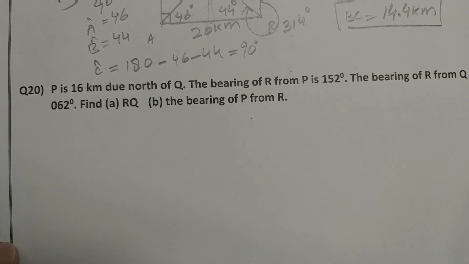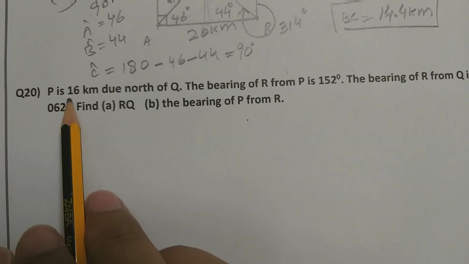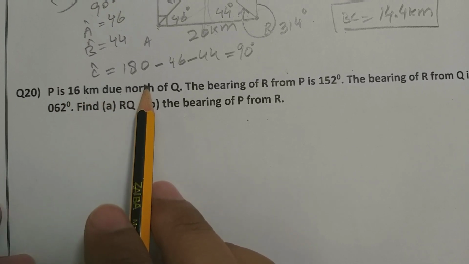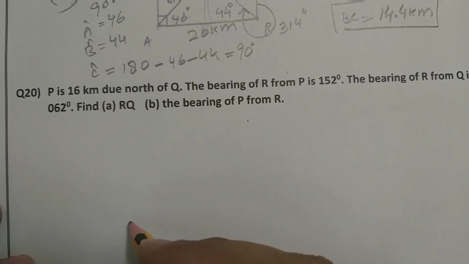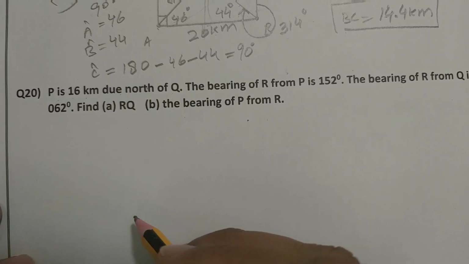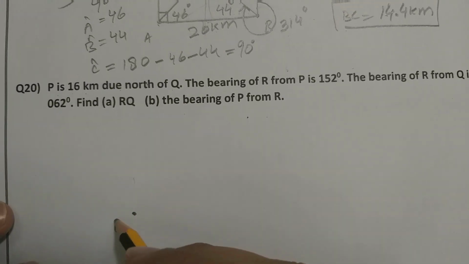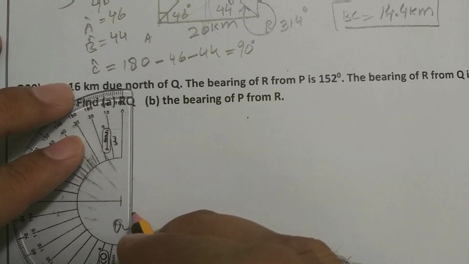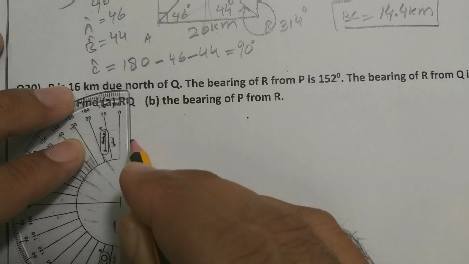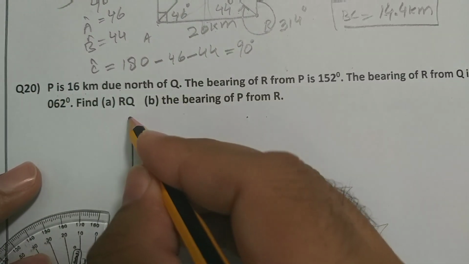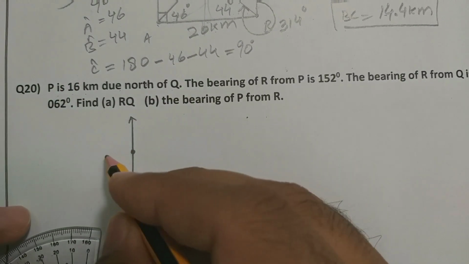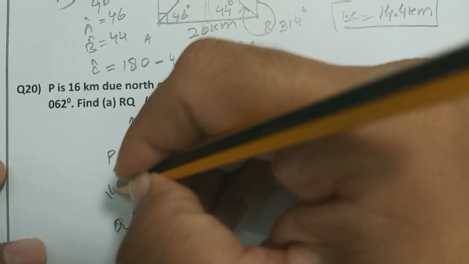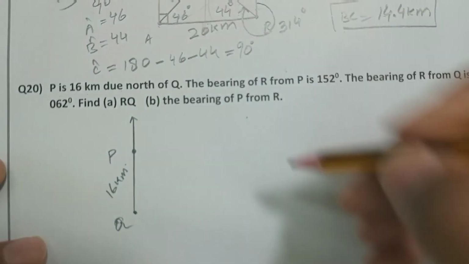Okay, in the next question we have P is 16 kilometers due north of Q. So let's suppose this is the Q point. If we consider this is Q, then P is north of it, so this is the north line. Let's put P somewhere here, north of Q by 16 kilometers. So this is 16 kilometers.